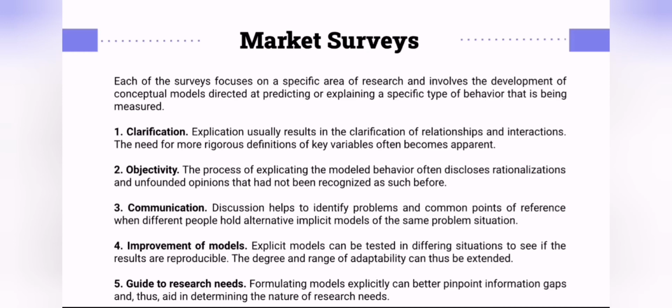Okay, you have to be very specific with this. We cannot allow general or really broad topics because it will be harder for you to execute the marketing research. And again, as we have mentioned in the beginning part of the discussion, marketing research are made to solve specific problems and are used immediately. Okay, so we need to follow clarification, objectivity, communication, improvement of models, and guide to research needs. So these are the things that are expected and are being done through the market surveys.